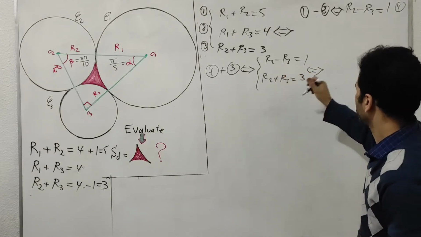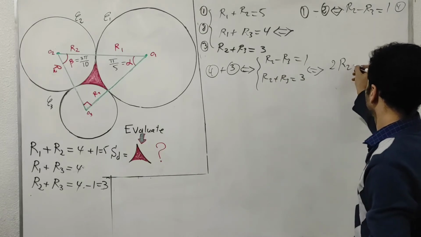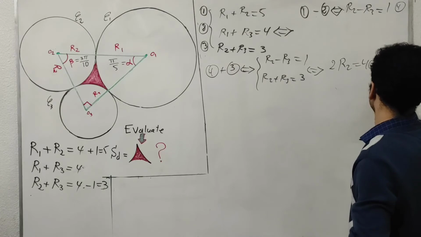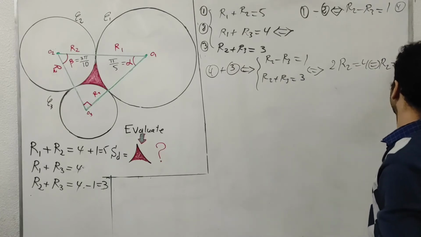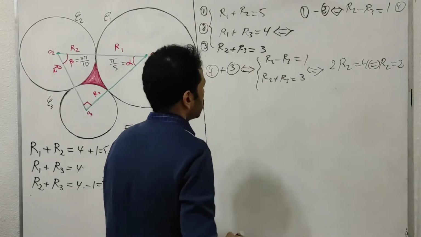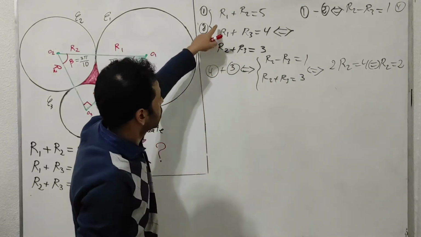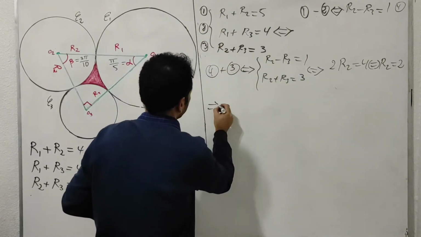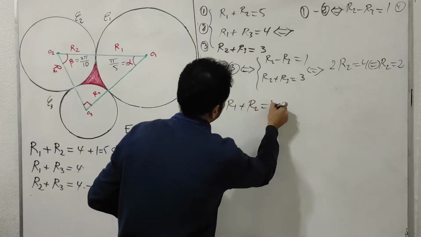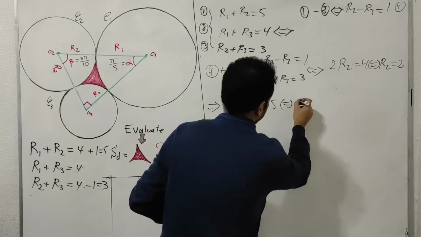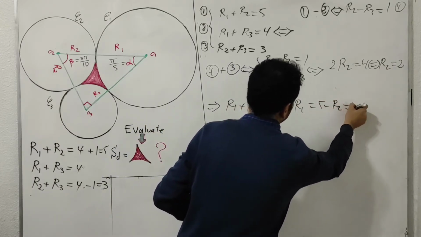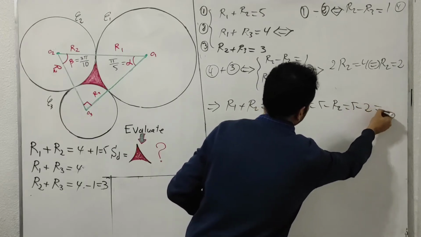I will get 2 times R2 equal 1 plus 3, which is 4. By dividing both sides by 2, I get R2 equal to 2. Okay, now since I know R2 equal to 2, I will find R1. So I have the first equation, R1 plus R2 equal to 5, which is equivalent to R1 equal to 5 minus R2, which is 5 minus 2, which is 3.